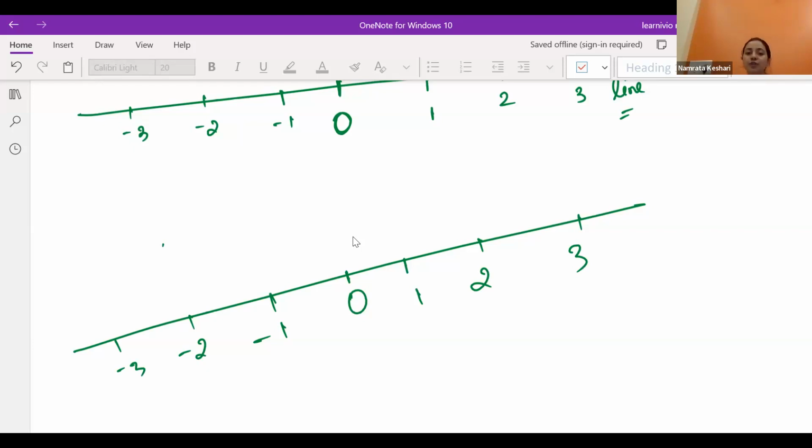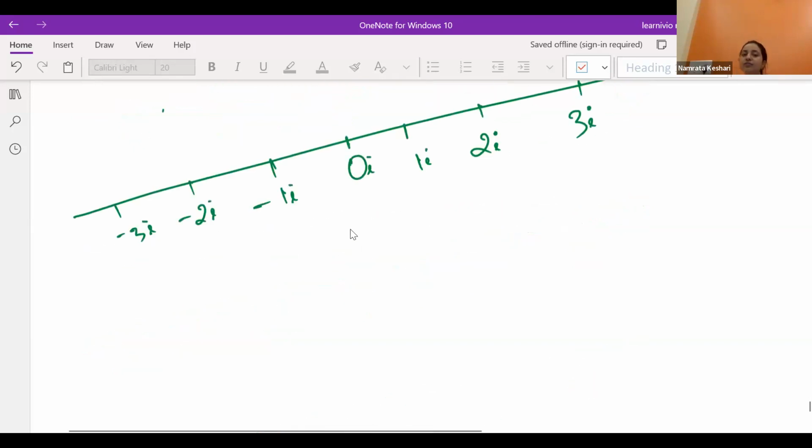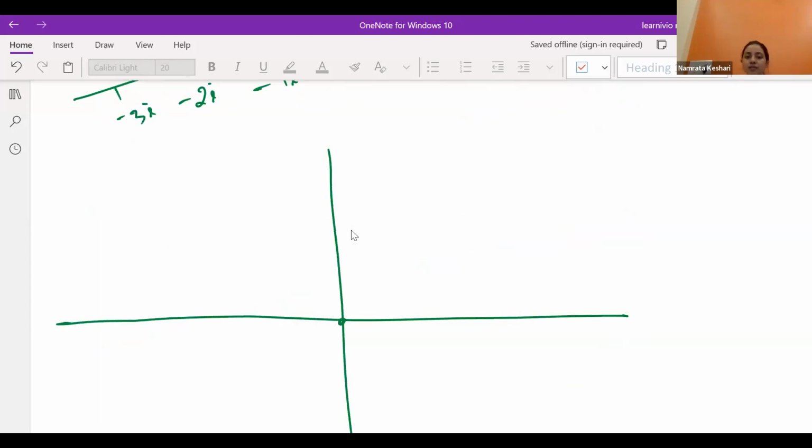So instead of 1 we will write 1i, instead of 2 we'll write 2i, instead of 3 we'll write 3i, 0i you can say, -1i, -2i, -3i. This way, with the concept we already know about the number line, we have created one imaginary line. Now with the help of this first line, which is very familiar to us, and the second line, we are going to create a plane.